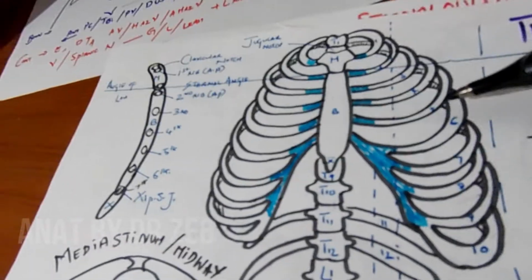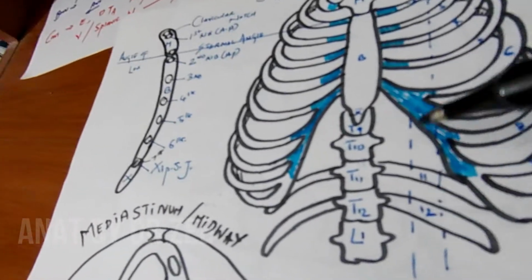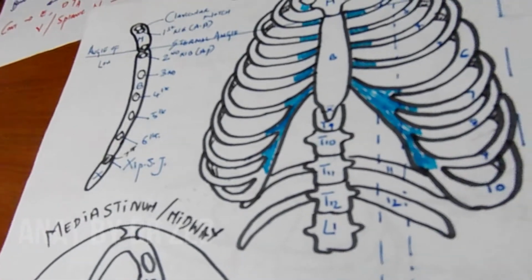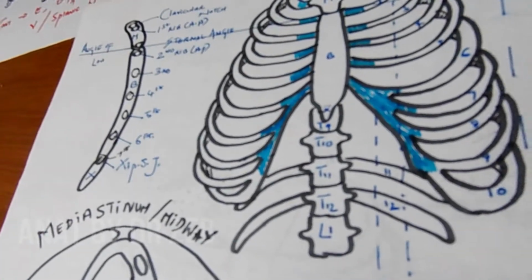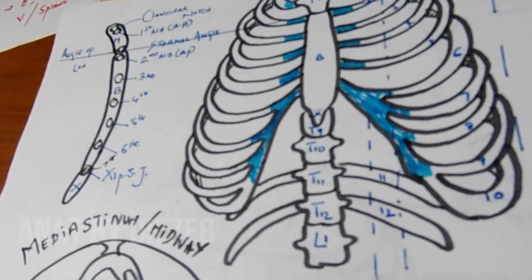The 11th and 12th are floating ribs. They are on the backside. God had to protect it from the backside, so he just gave 2 ribs here, the 11th and 12th, which are the floating ribs.